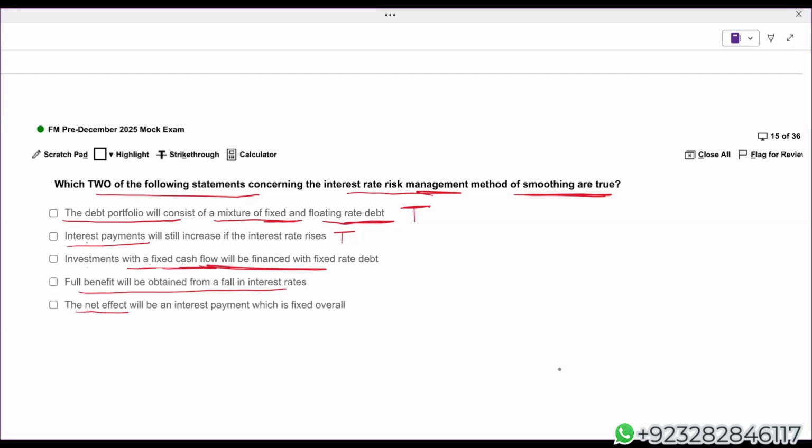Net effect will be the interest payment which is fixed. Overall, there is no such thing. So A and B. So students, you can see that the examiner has almost tried to cover each and every area of FM in the first 15 questions. Okay. Let's go ahead.